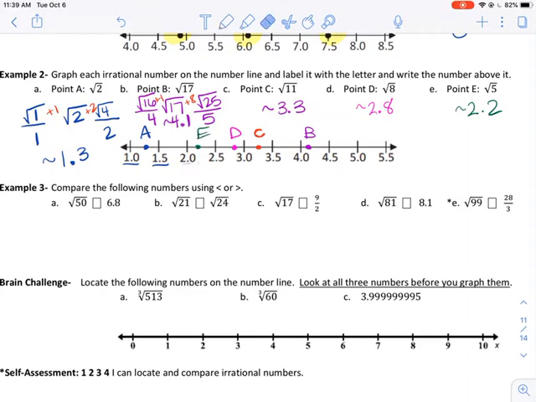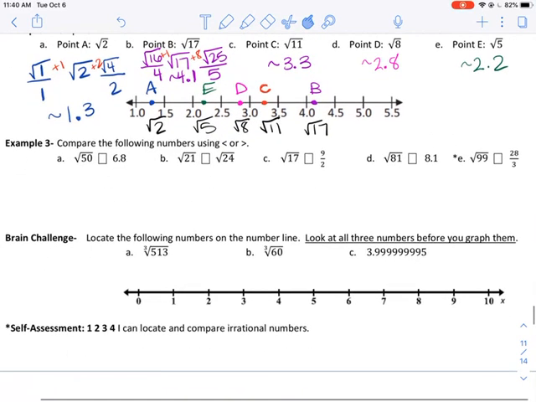Now, I'm going to go ahead and write down what all of these numbers were and see if you notice anything. A is the square root of 2, B is the square root of 17, E is the square root of 5, D is the square root of 8, and C is the square root of 11. What do you notice as you look at these numbers? You should notice that they're going up, and the square roots, the number inside, if it is bigger, then the square root of that number will also be bigger.